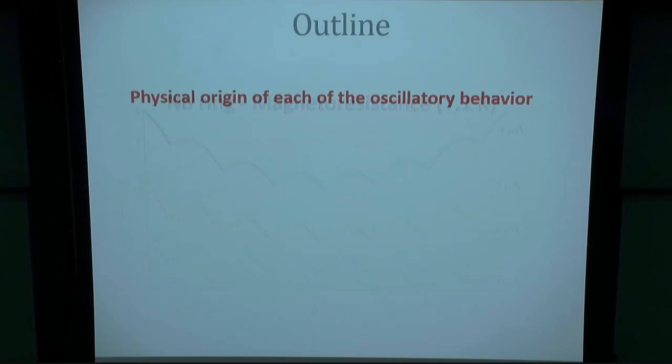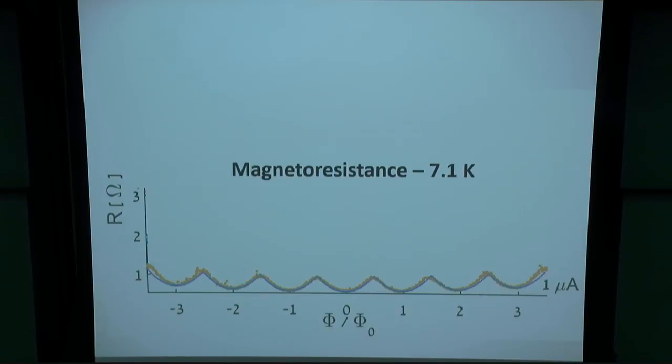And this would be the outline of my talk. I just want to discuss the physical origin of each of these oscillations, and then to explain the way I understand the effect of the bias current in nanorings. So let's start with that. I start with the magnetoresistance at the low bias, where we see the parabolic behavior, which all of you know. Those are the Little-Parks magnetoresistance oscillations. Let me very briefly explain what we see here.